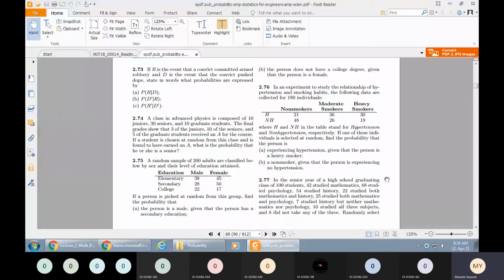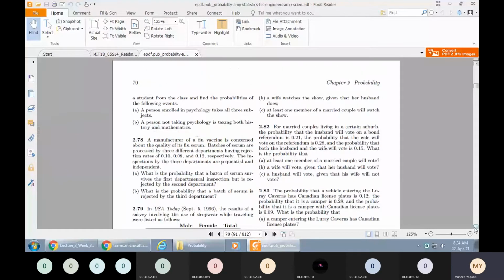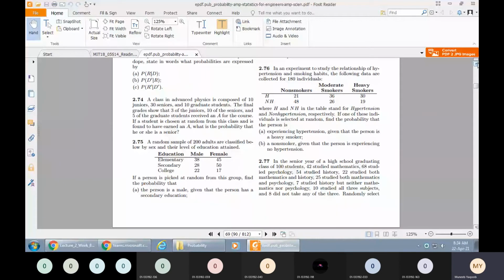Exercise 2.75, they are saying that a random sample of 200 adults are classified below by gender and their level of education attained. So by gender they are divided in two categories, male and female, and by level of education they are classified in three levels, that is elementary, secondary and college level. Okay, now what is the question?